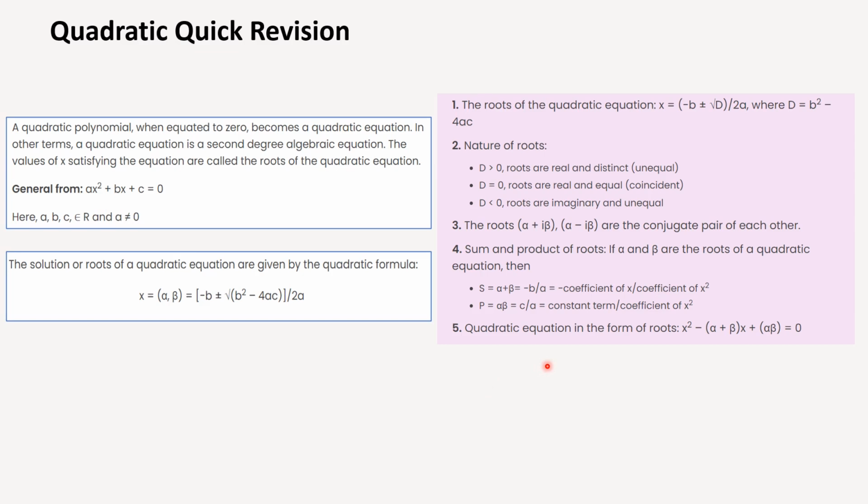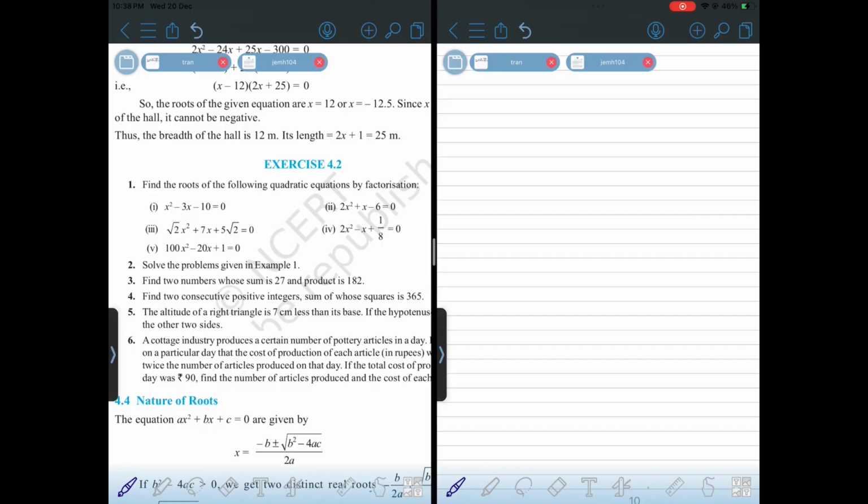Suppose you are given the roots of a quadratic equation. To form the quadratic equation, you write x² - (sum of the roots, alpha plus beta) x + (alpha times beta) = 0. So these are the few points you can revise in 2-3 minutes before your examination. Now let's see the exercise. Let's see the next question.